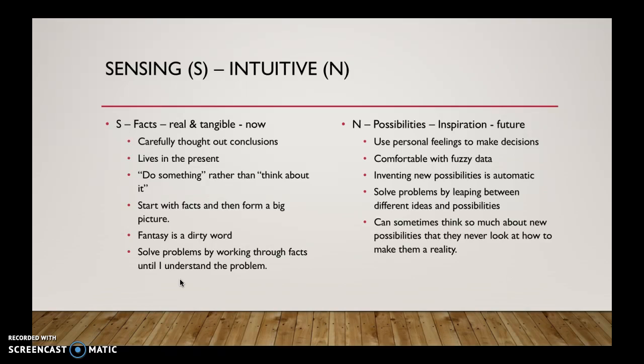On the other side, with intuitive, they're the ones who have the possibilities. They think about the inspirations and the future. They use personal feelings to make their decisions. They're comfortable with fuzzy data. They invent new possibilities, and that's something that comes automatic for them. They solve problems by leaping between different ideas and possibilities. And they can sometimes think so much about new possibilities that they never look at how to actually make them a reality.